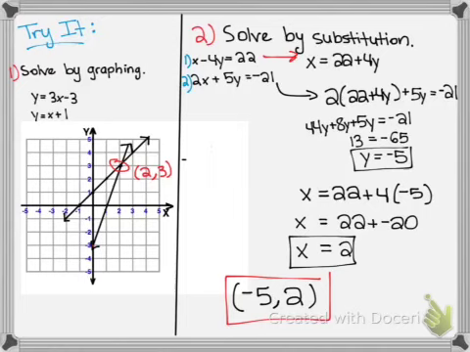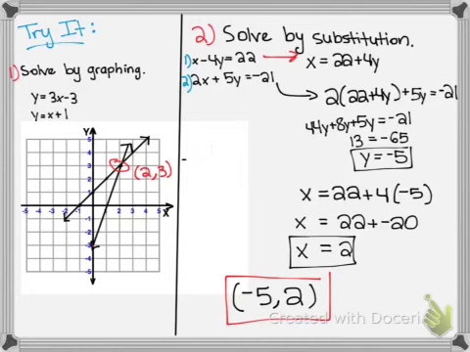You can see in number 1, I just graphed the 2 lines, and then I looked for that point where the 2 lines intersected, which was 2, 3. And then on number 2, solving by substitution, I solved equation number 1 for x, and then I plugged that x into the second equation and solved for y. There I got y equals negative 5. That's just using basic algebra.